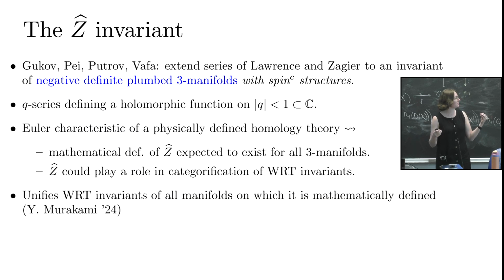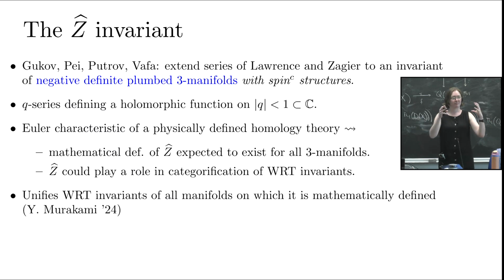And this motivates the expectation that there should be a mathematical formulation for Z-hat for all 3 manifolds rather than just negative definite plumbed. And the program of extending this is work of some people in this room. Z-hat is also maybe expected to play a role in categorification of WRT invariants since it's arising as this graded Euler characteristic of this object that we maybe don't understand mathematically yet, but understand physically. And it was shown that the Z-hat invariant does indeed unify the Witten-Reshetikhin-Turaev invariants of all manifolds on which it is mathematically defined, and this is a result of Murakami.